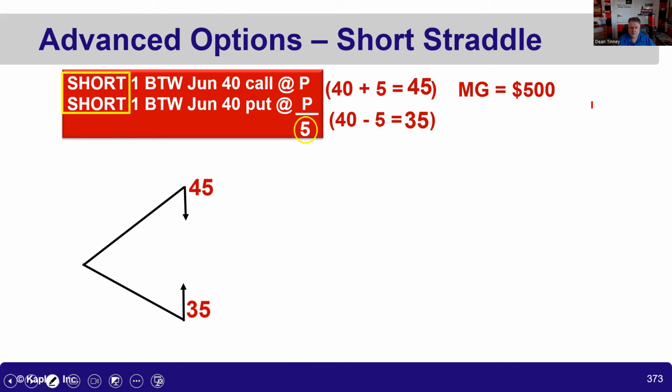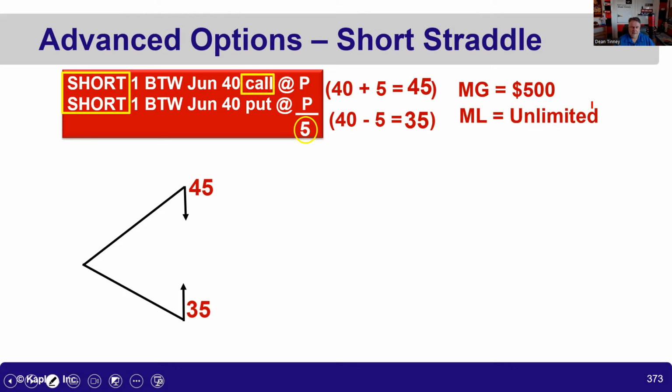So there's our 5 points. Now here, remember the test, they didn't tell us what either one. The test phraseology would have been, your customer goes short 1 BDW June 40 call and short 1 BDW June 40 put for a total of 5. So now they're just not telling you what those individual premiums are.